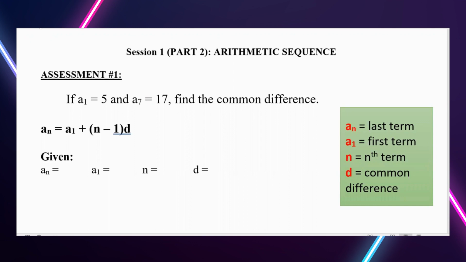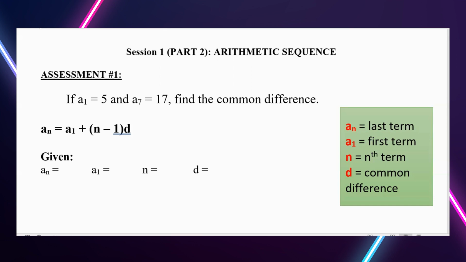The first problem is, if a sub 1 is equal to 5 and a sub 7 is equal to 17, find the common difference. Using the formula of the arithmetic sequence, a sub n is equal to a sub 1 plus the quantity of n minus 1 times d, wherein a sub n is the last term, a sub 1 is the first term, n is the nth term of the sequence, and d is the common difference. We can obtain the common difference na hinahanap natin sa problem.